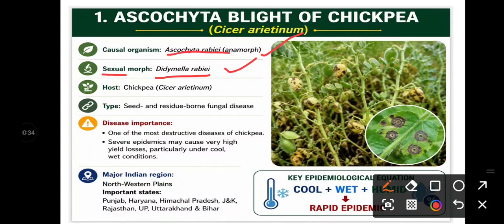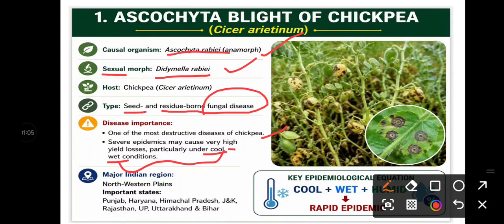Then it's a seed-borne and residue-borne fungal disease. Very important. It's a seed-borne and residue-borne fungal disease. It is one of the most destructive diseases of chickpea. Severe epidemics may cause high yield loss, particularly under cool and wet conditions. So for the development of the disease, cool and wet or humid conditions are needed.